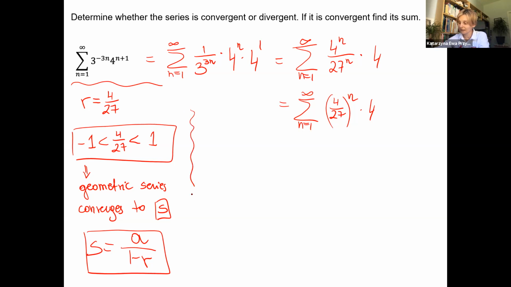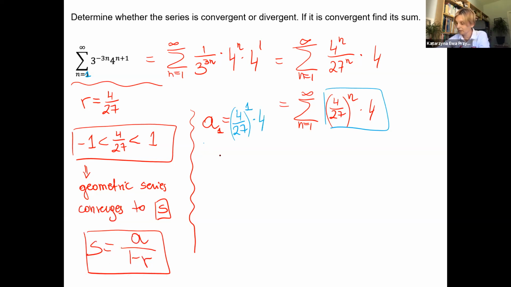Okay, that means now let's, oh, no, one more thing. What is the first term? Because we will need a. I can put a sub 1, but please remember that 1 just represents the first term. We have to take our expression and substitute that number 1, in this case. 4 to the power of 1 times 4, 16.